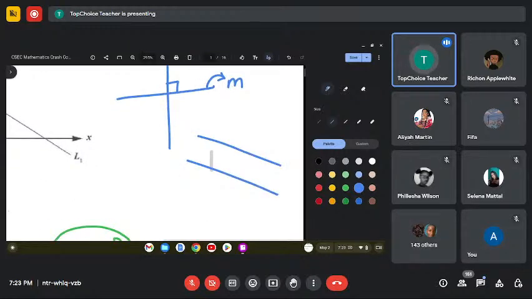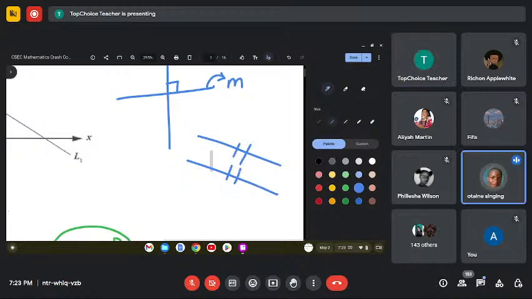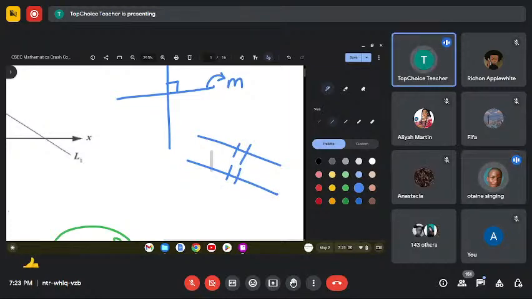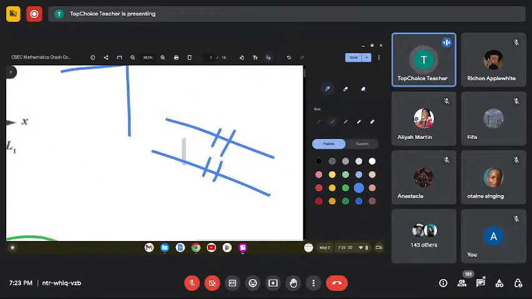Parallel lines. Do you know what parallel lines are? Yes, sir. Same direction, but never meet. Very good. They never meet each other. What is the gradient? Let's say the gradient of this line is m. Because they are parallel lines, they will both have the same gradient, right? So that is one you may have heard of. Parallel lines have the same gradient.